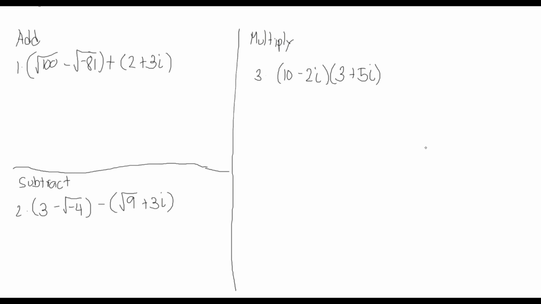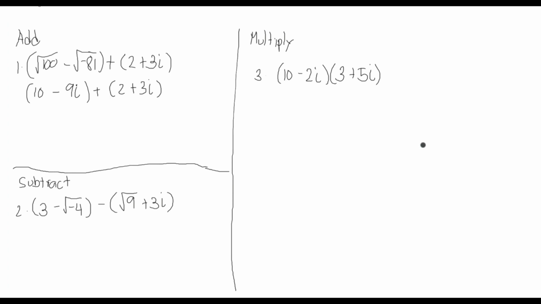So first one, ito number one natin. How do we add complex numbers? Especially kapag square root na yung square root of 100 minus square root of -81 plus 2 plus 3i. Now, the first thing you need to do is to simplify all the radical terms, which is yung may mga square root. Square root of 100 now is 10 minus square root of -81. 81 is a perfect square number, tapos yung negative dun sa loob ng radical, it's i. So, this will become 9i plus 2 plus 3i.